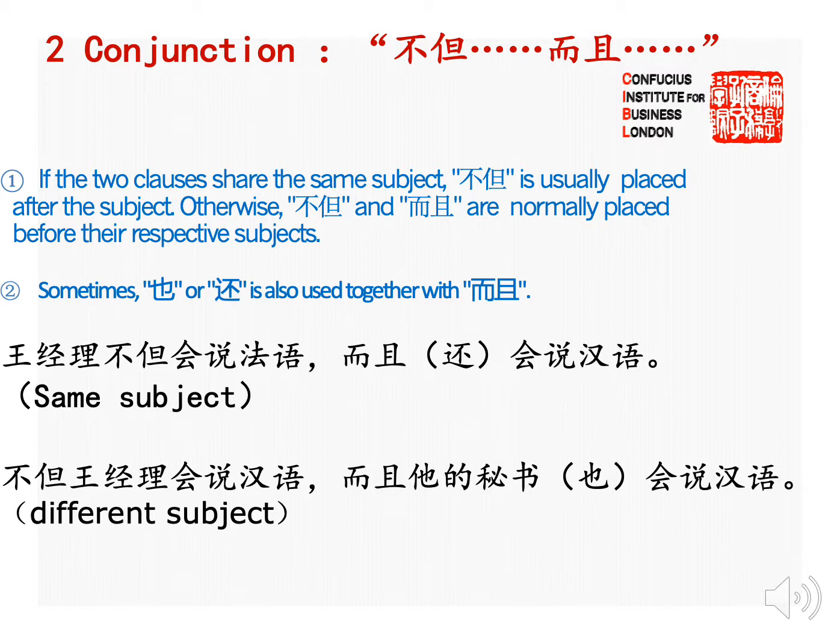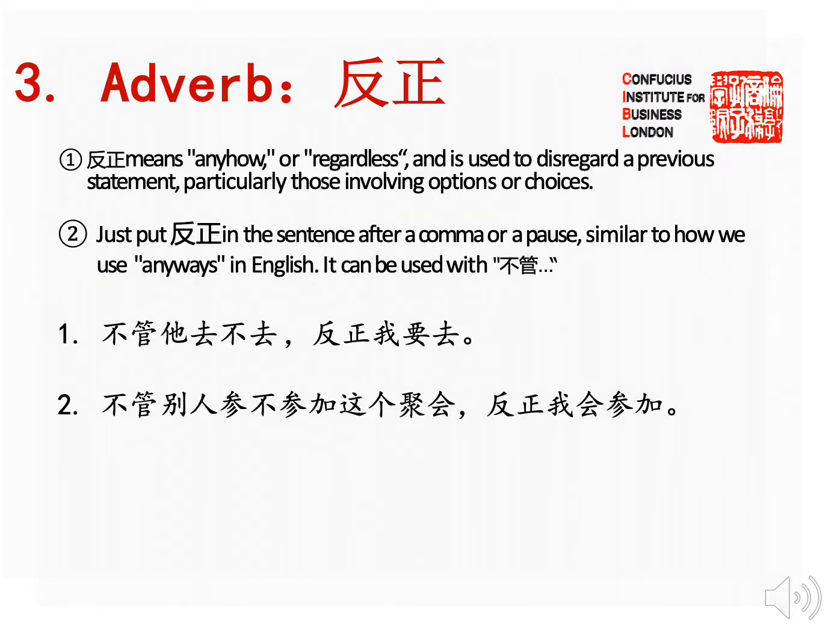不但王经理会说汉语，而且他的秘书也会说汉语. So here we have two different subjects, 王经理 and 他的秘书, but doing the same thing. So we put 不但 before the subject and 而且 before the other subject.